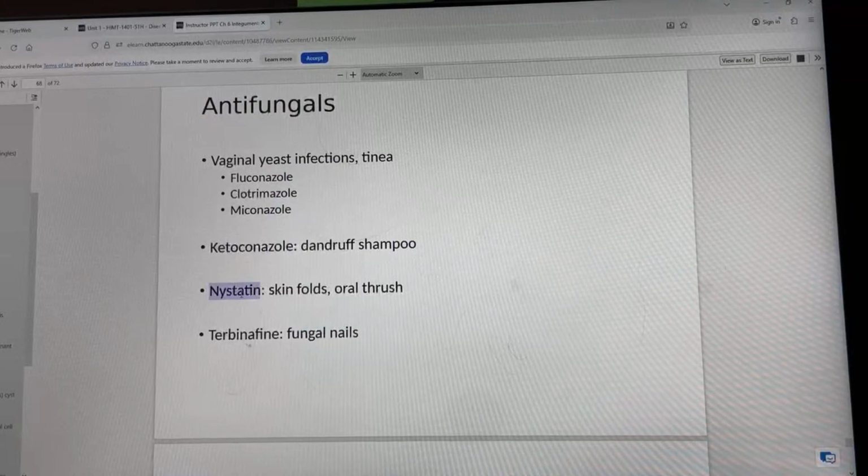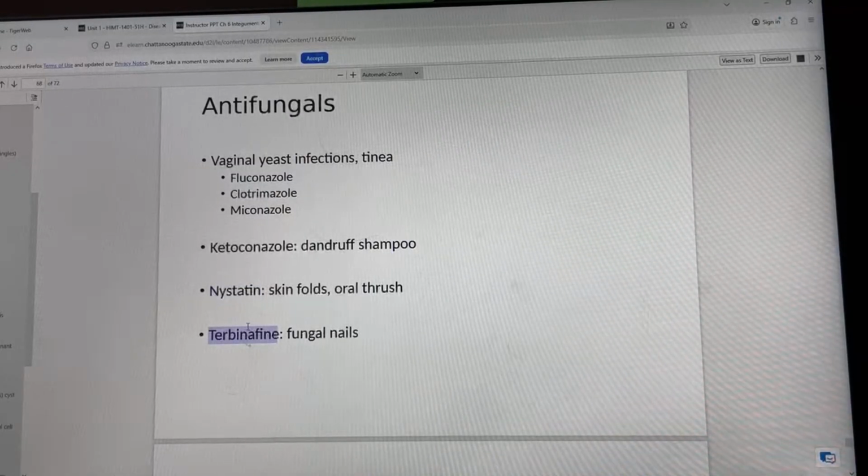This one is the only one that doesn't end in zole, but it's extremely common. Nystatin. Have you ever heard of nystatin? If you've worked in any kind of medical field, you've probably heard of nystatin. It's like a powder that you rub on people's skin folds, especially people that are a little bit overweight. They have skin folds and it gets really yeasty in there. And then terbinafine, I told you, was for the nails, right?